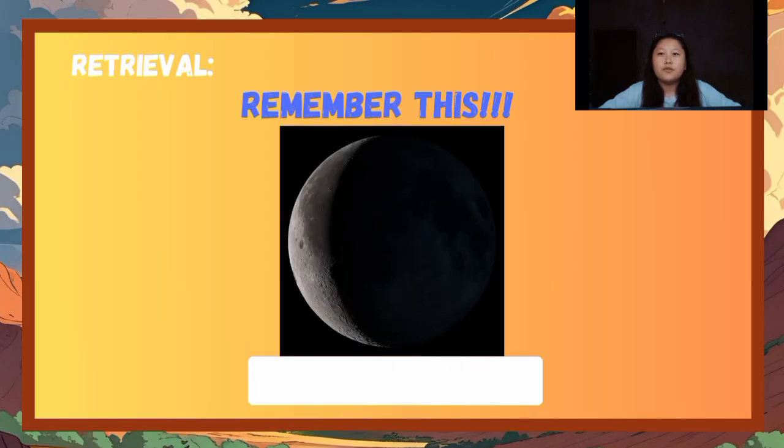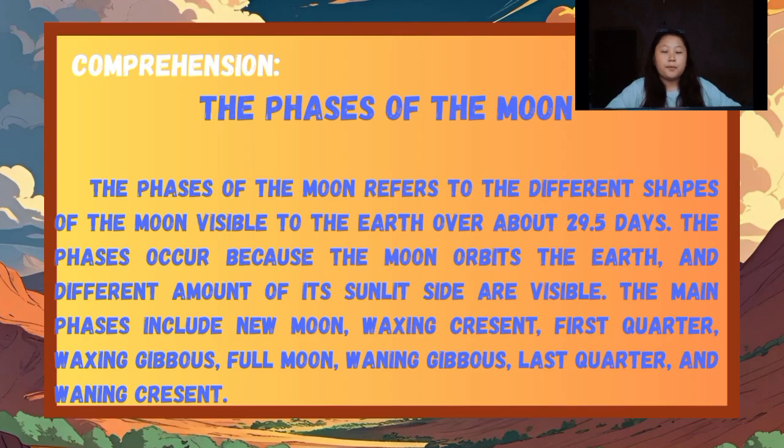Okay, now let's move on to the comprehension part or the discussion part. In the comprehension part, I only presented a brief summary about the topic. I only presented the most important concepts or information that they will have to remember throughout the discussion. So this is the summary that I presented. The phases of the moon.